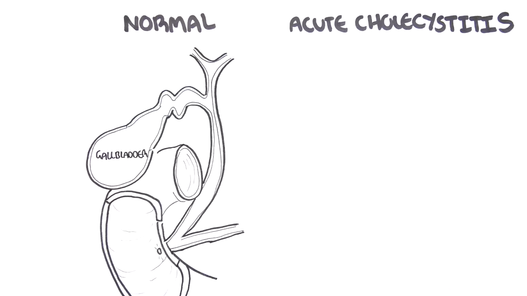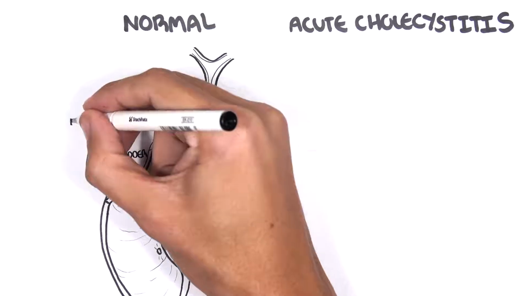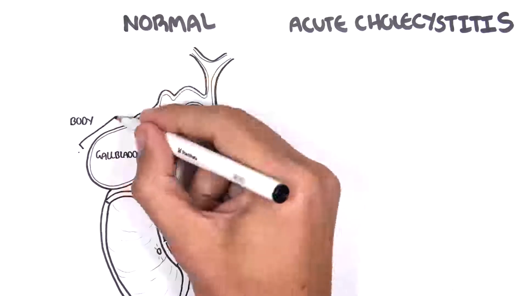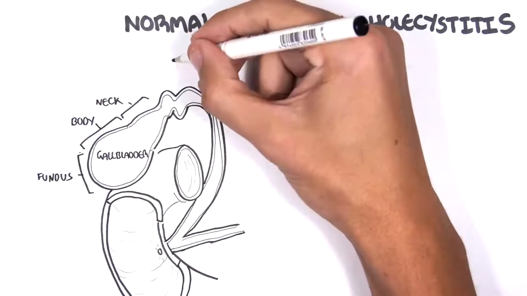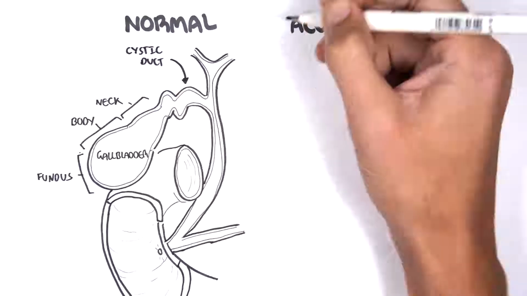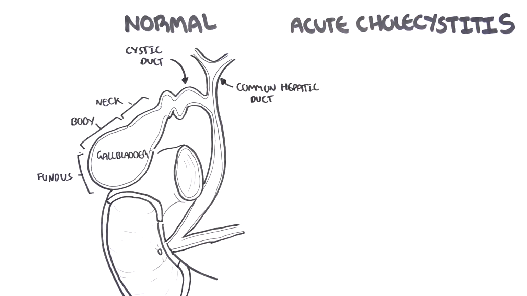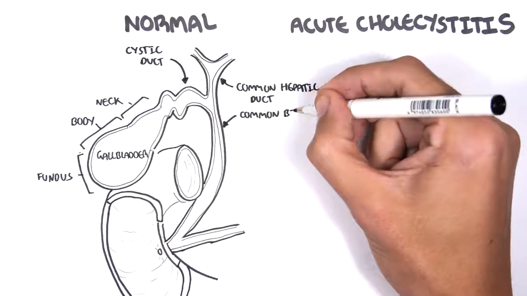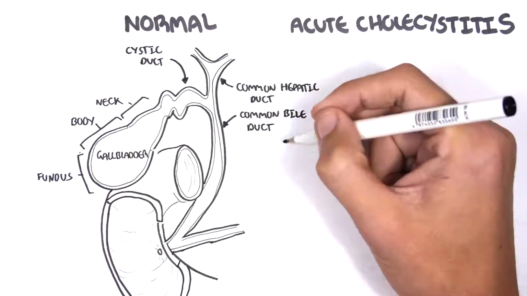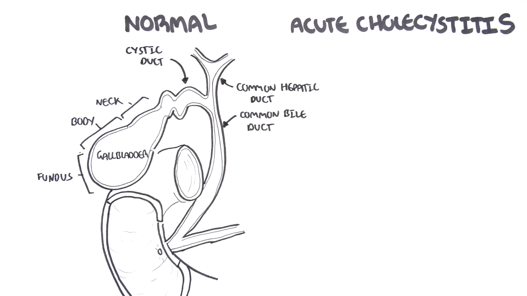Here is the gallbladder, the body, the neck, and the fundus of the gallbladder. This is the cystic duct coming out from the gallbladder and connects to the common hepatic ducts, which arise from the liver. The joining of the cystic duct and common hepatic ducts forms the common bile duct, which runs all the way down and joins with the pancreatic duct from the pancreas.